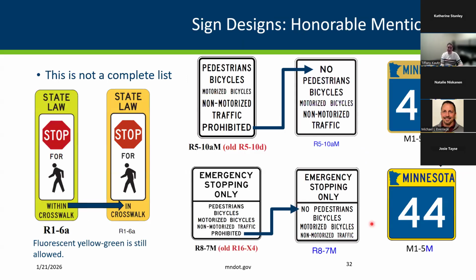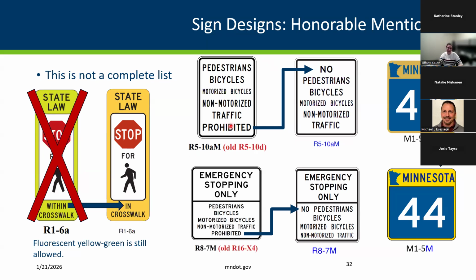Next, we have some honorable mentions. Again, this is not a complete list. We have the in-street pedestrian crossing sign, and know that "within crosswalk" is going to change to "in crosswalk." I do want to note that the fluorescent yellow-green is still allowed on this sign, but it will now just be "in crosswalk." And then we have these two signs, which are part of our selective exclusion signs.